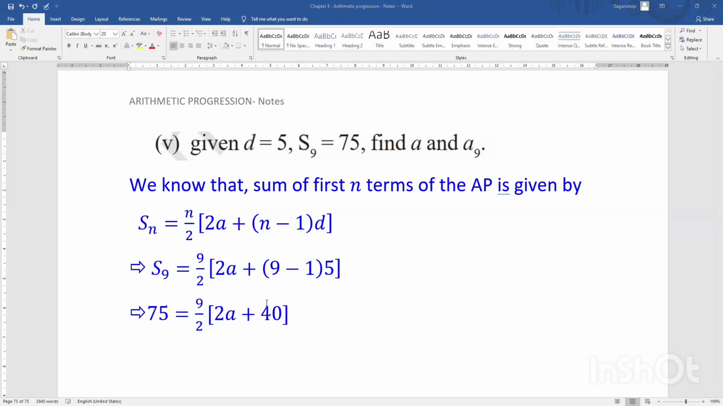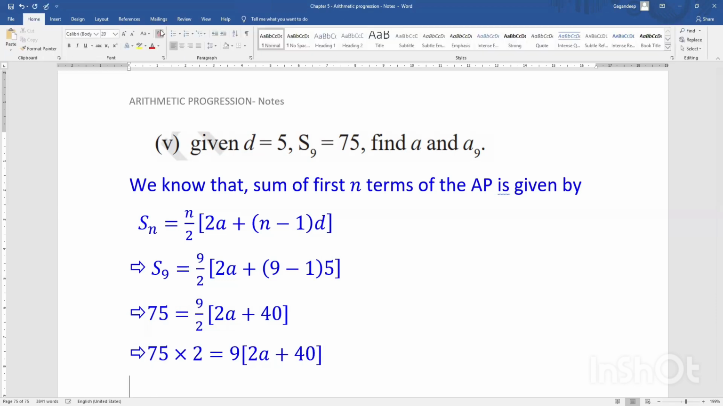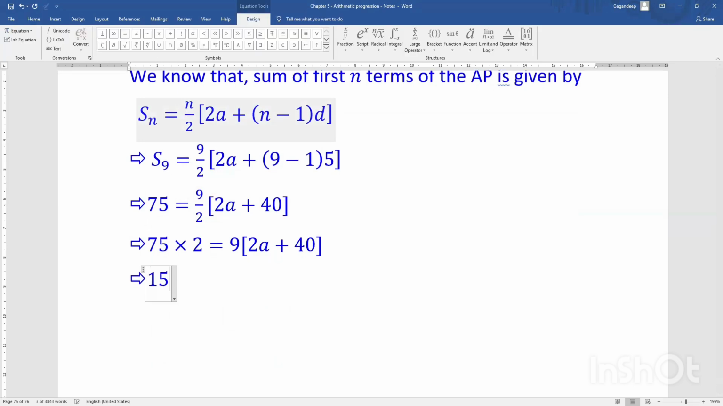Or I can write it as, I can cross multiply 75 into 2. So 75 into 2 is 150. I get it as 75 into 2 equals 9 bracket open 2a plus 40. Okay. Now 75 into 2 will give you 150 equals 9 bracket open 2a plus 40. Okay.